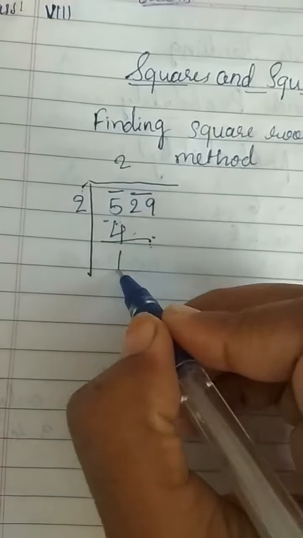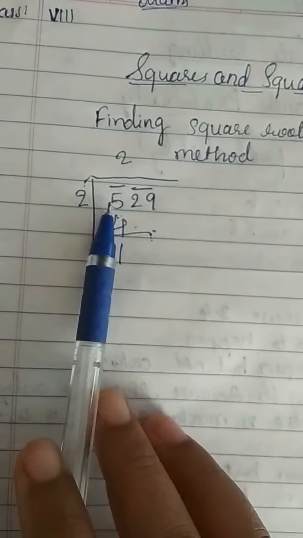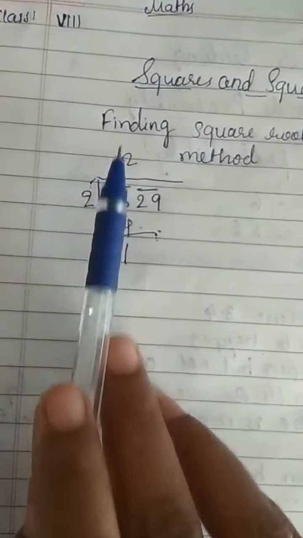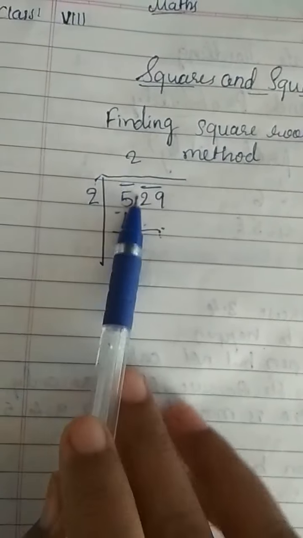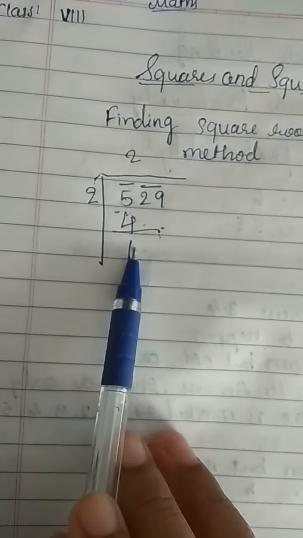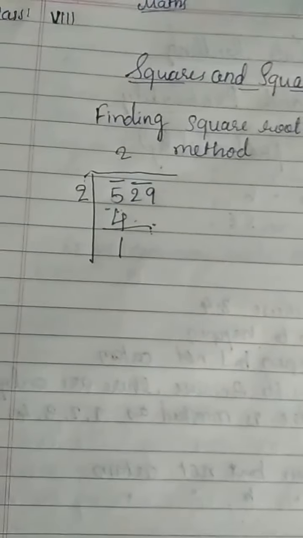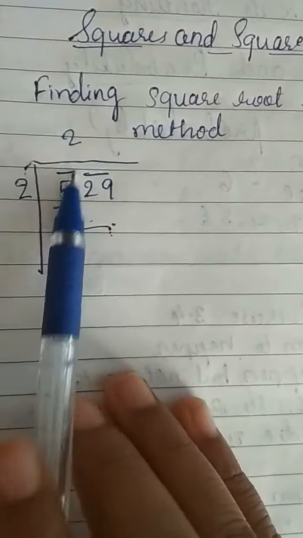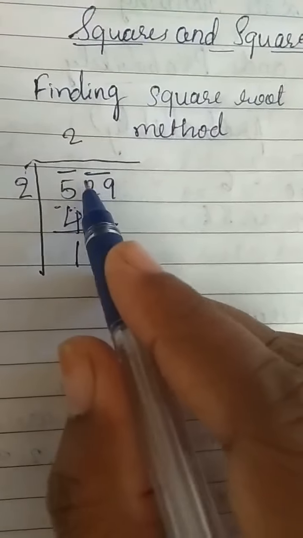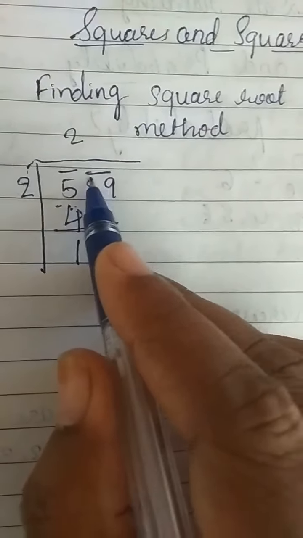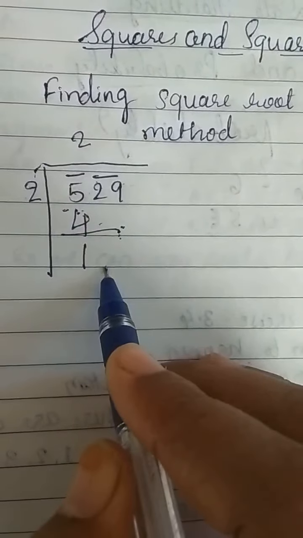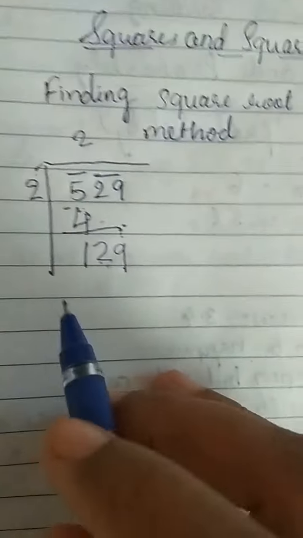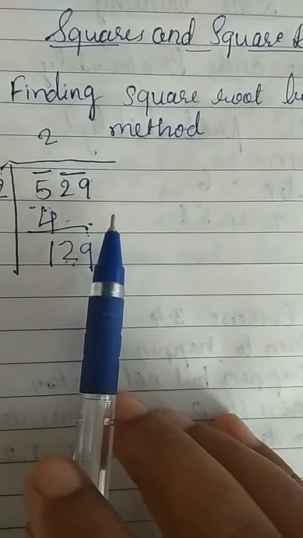5 minus 4 is 1. Take this number as the divisor and quotient. The number under the extreme left bar is 5. Divide and get the remainder 1 in this case. Next, step 2. Bring down the number under the next bar. Not only 2, we should not take 2 only, we have to take 29. 29, like this.